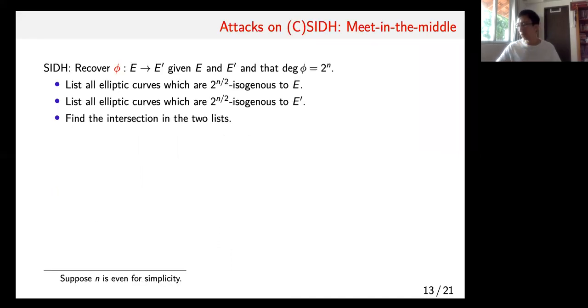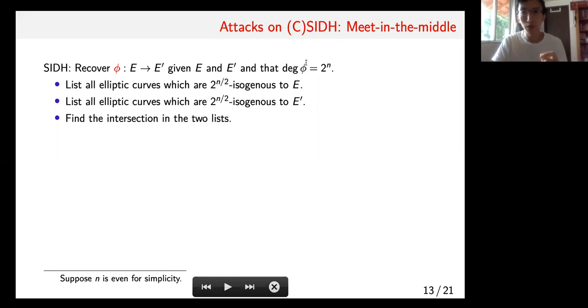Okay, so now that I've covered the cryptosystems, let's look at some of the attacks. For CSIDH and SIDH, we have the simple meet-in-the-middle attack. What this means is that we are given an isogeny from E to E prime, and we know in SIDH that the order of the isogeny is 2^n. Let's not look at attacking Bob because it's going to be done very similarly. So let's suppose that n is even for simplicity. Then what you do for this attack is that you list all elliptic curves which are 2^(n/2)-isogenous to E.